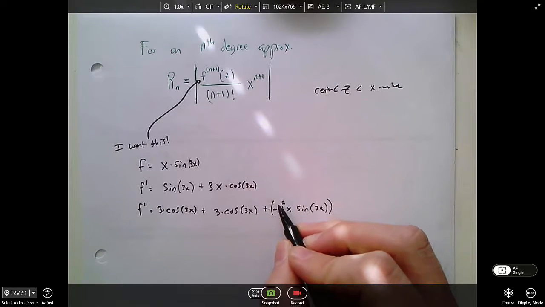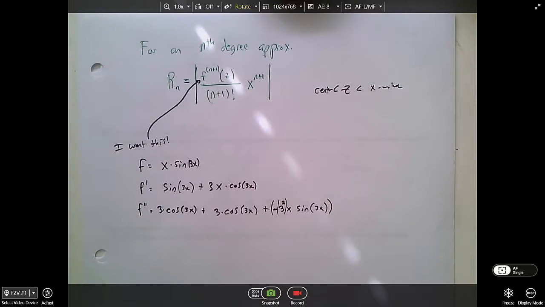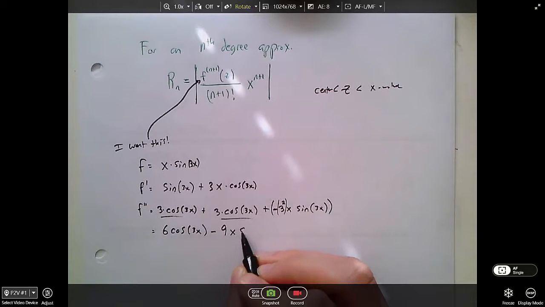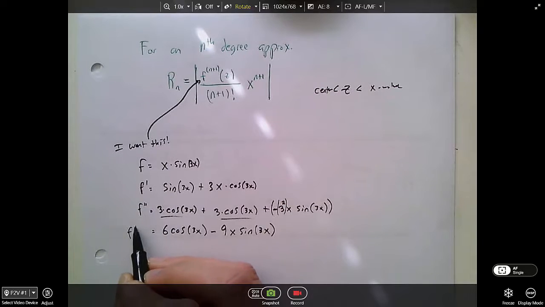And notice the parentheses are this way. Okay, so I think I'm going to simplify this because I see I can combine a couple of things. So that's equal to 6 cosine 3x, and then that's minus 9x sine 3x. All right, we're doing all right. No disaster yet.